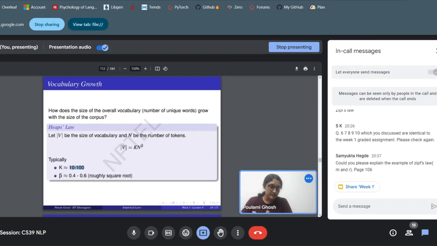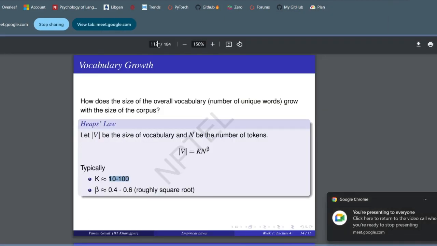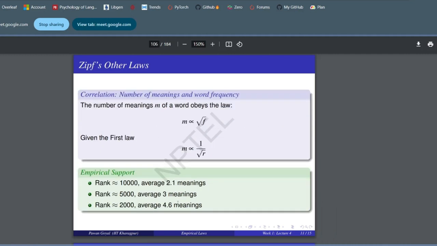Could you please explain the example of Zipf's law from MNR, page 106? This one? Yes, the example of the empirical support.